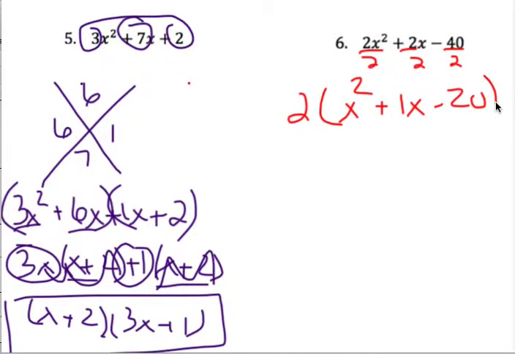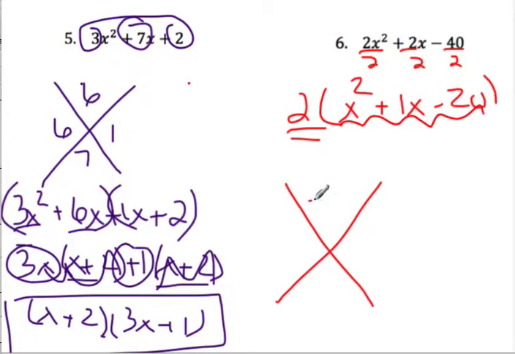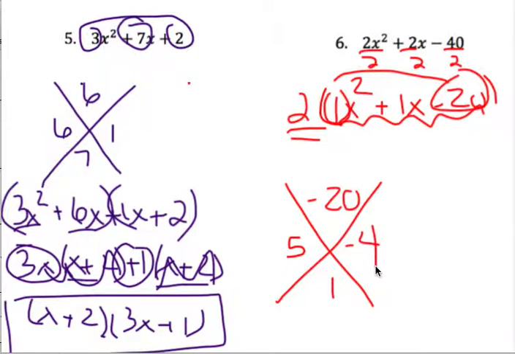So now when I go to factor, I'm going to take my little sister and I'm going to ignore her. Okay, I'm going to ignore her until I leave the mall and get to the very end of my problem. I need to make sure I have my little sister with me. So I'm just going to focus on this. So for my top, I'm going to multiply to negative 20. 1 times negative 20 is negative 20, and then I'm going to add to 1. So I'm going to get 5 and negative 4 in order to add to 1.